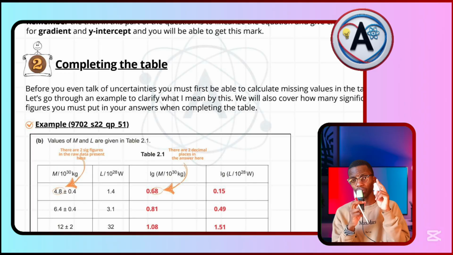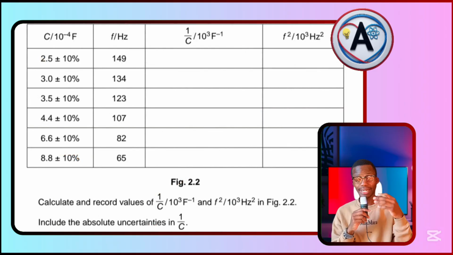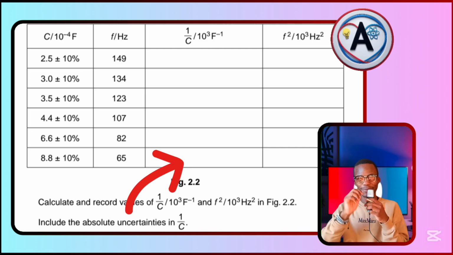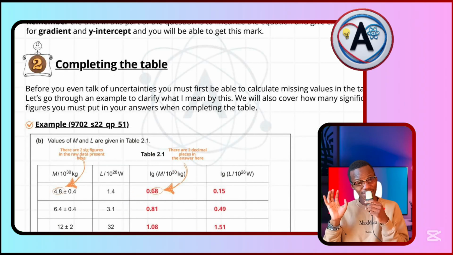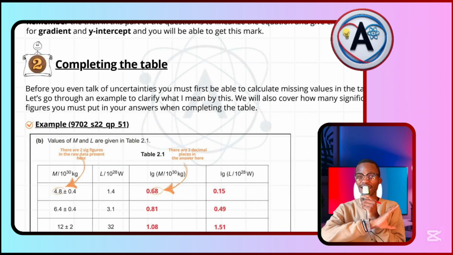The second question that you're going to encounter under question 2 for paper 5 is basically completing the table. As simple as it sounds, all you have to do is complete the table. But trust me, there are a lot of misconceptions that people have when it comes to completing the table that I'm going to debunk exactly in this video. So please do stay along and watch this video to the end.